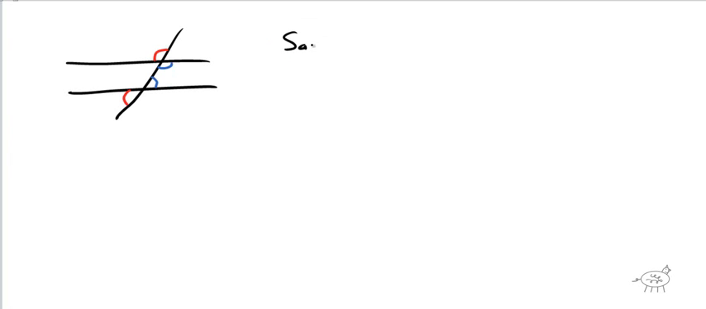And then we have these two, so same idea, but this one right here and this one right here. We also have this one in here and this one in here. So these are called same side exterior angles and same side interior angles.